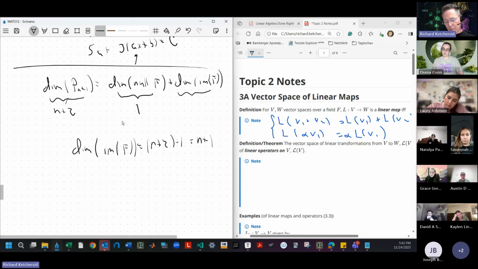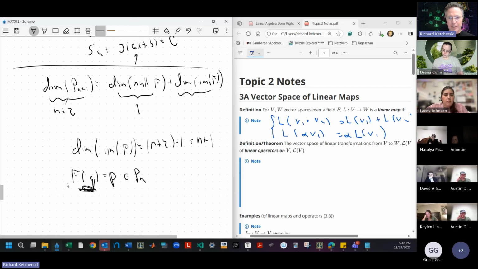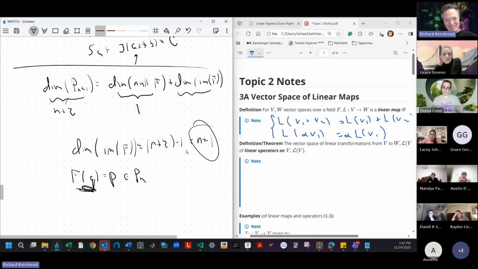So how do I know that every polynomial can be hit? How do I know that f of q equals p for every p in Pn, for some q, there's some q? Because that's what the image is. These are the things in the image, and the image has dimension n plus 1. If I'm looking at nth degree polynomials, and I've got a subspace of dimension n plus 1, do I have all of them? I have all of them. So whatever p is, I've got it.